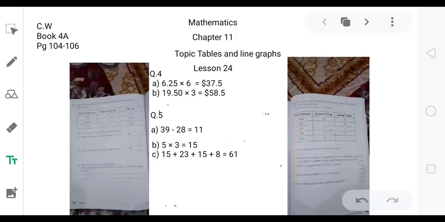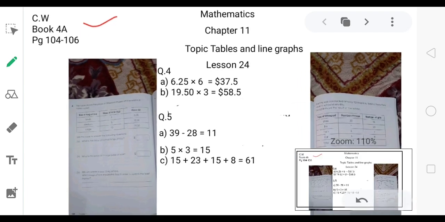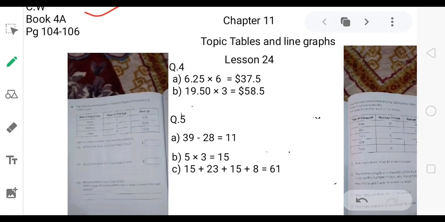The topic is tables and line graphs. Today we are going to work on book 4A, page 104 to 106. So just take out your book 4A and open to page 104. Okay, now listen to me, come to question number 4 over here.